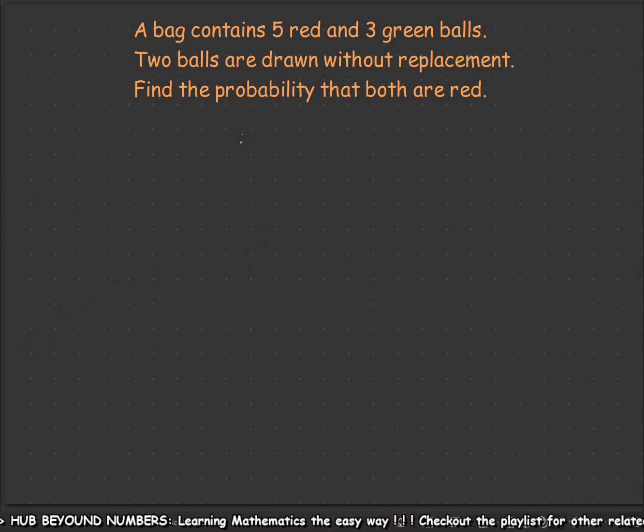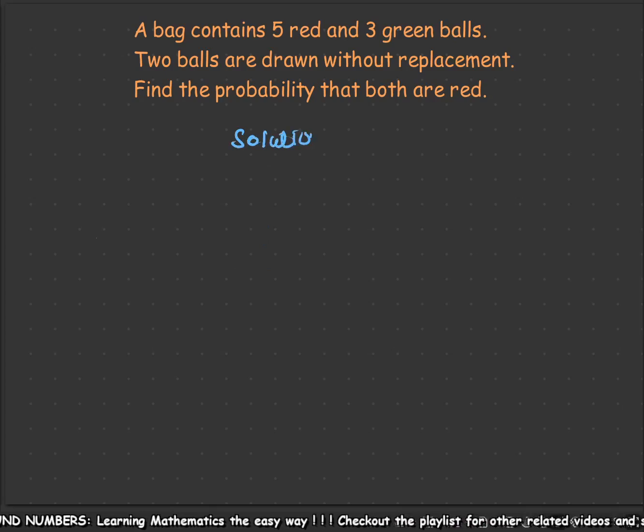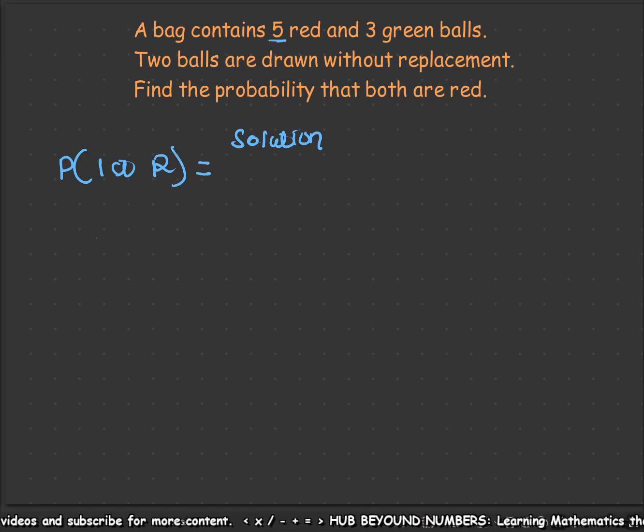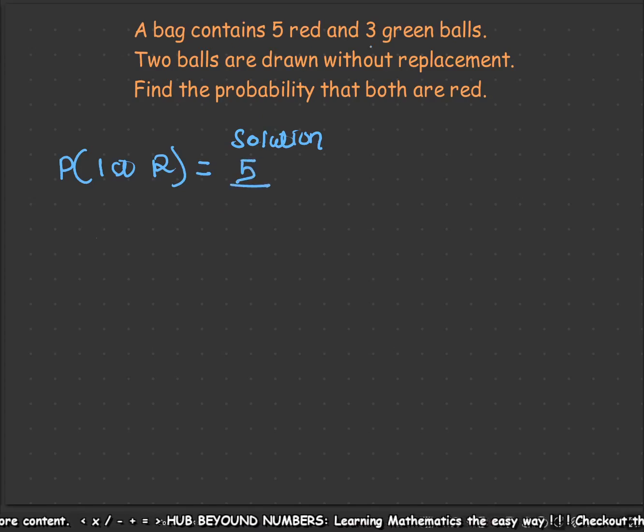So our solution. We first need to find the probability that our first ball is going to be red. We know there are only 5 red balls, so 5 over the total number of balls. That is 5 plus 3, which gives us 8. So the probability that we'll pick our first red ball becomes 5 over 8.